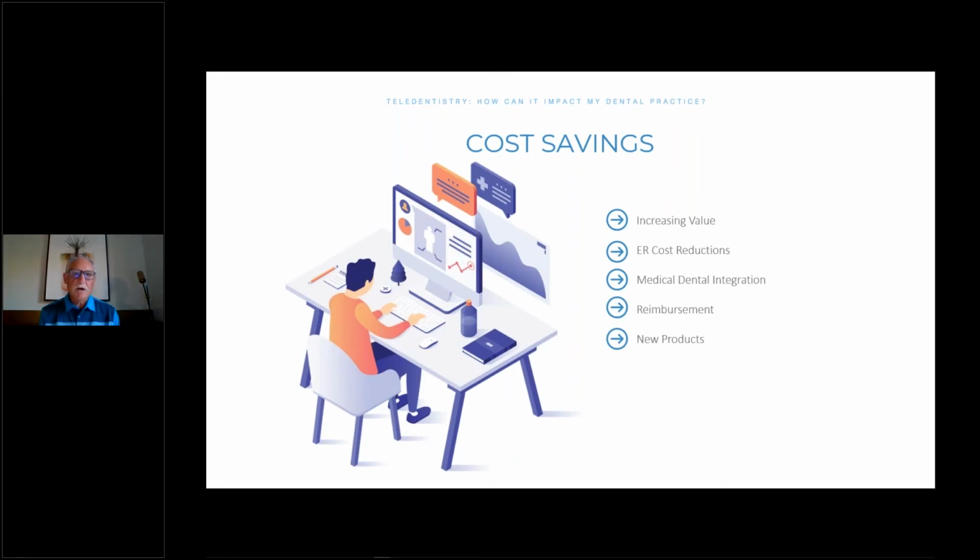As the virtual model of teledentistry has proven to be successful, there's more willingness to add this low-cost capability to try to reduce the billions of dollars being spent each year on ER visits for dental issues. We've heard a little bit about medical dental integration, and there's more awareness today than ever before of the oral health, overall health connection. Can additional interventions and prevention reduce more costly medical care?